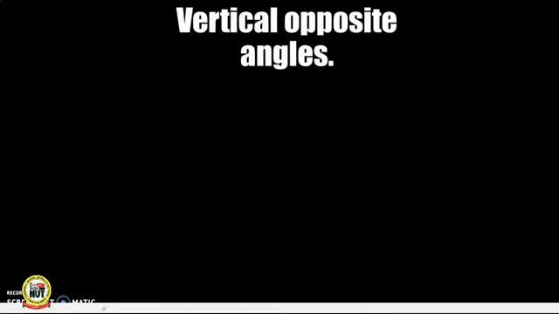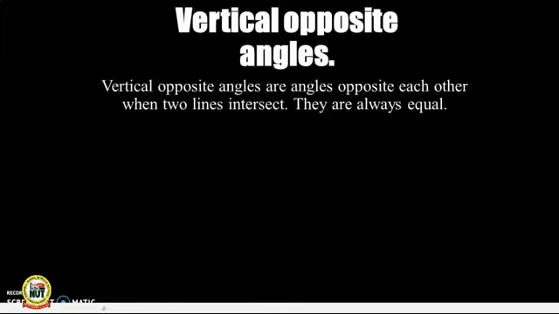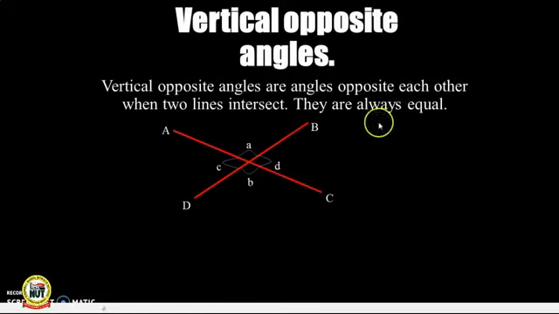Vertical opposite what? Angle. So what is vertical opposite angle? Vertical opposite angles are angles opposite each other when two lines intersect. Now don't forget, these same angles are always equal. They are always equal. So look at this diagram here. I have this line AC, and again line BD. When they cross each other, they have these angles formed: angle A, angle D, angle B, angle C.